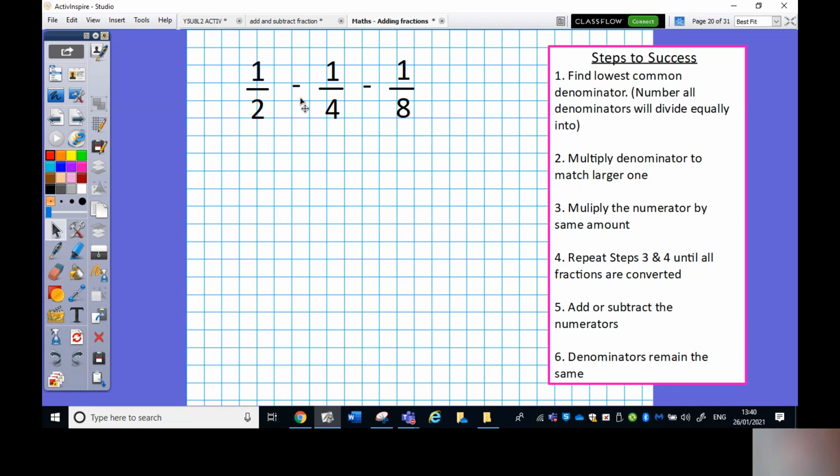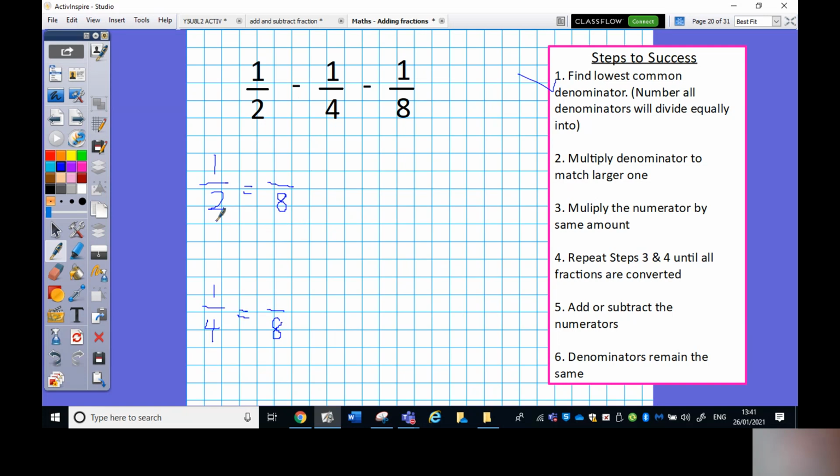Again, we need to be very careful and look at the operation. We're subtracting. So my first step, read it out. So a number all denominators will divide equally into. Can you tell me? Good, 8. So I'm going to write 1/2 here. And I know that my equivalent fraction is going to be an 1/8. And then I'm going to write 1/4 here. And I know that my equivalent fraction needs to be an 1/8. So let's calculate it together.